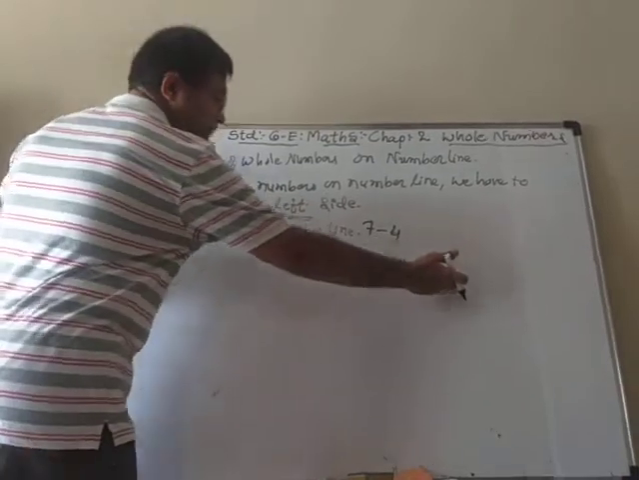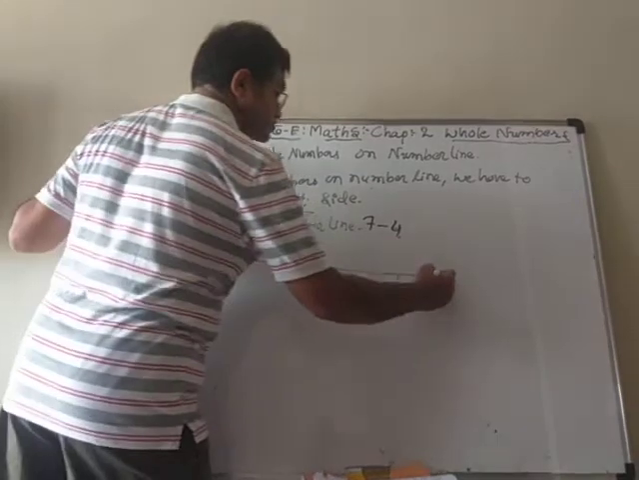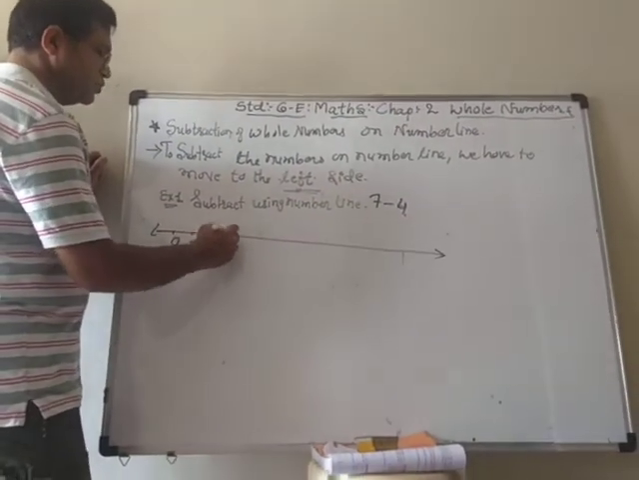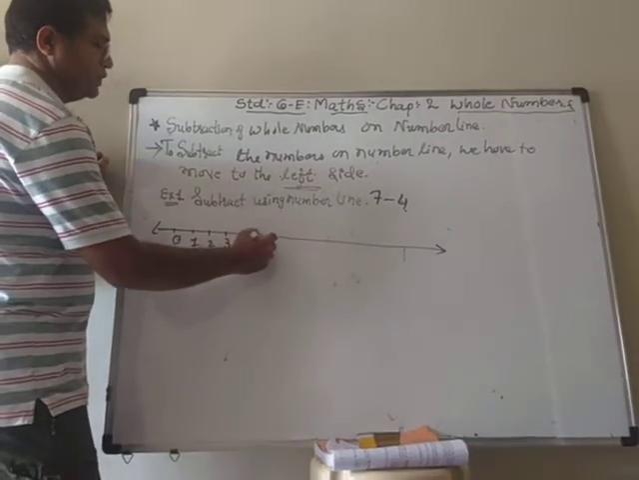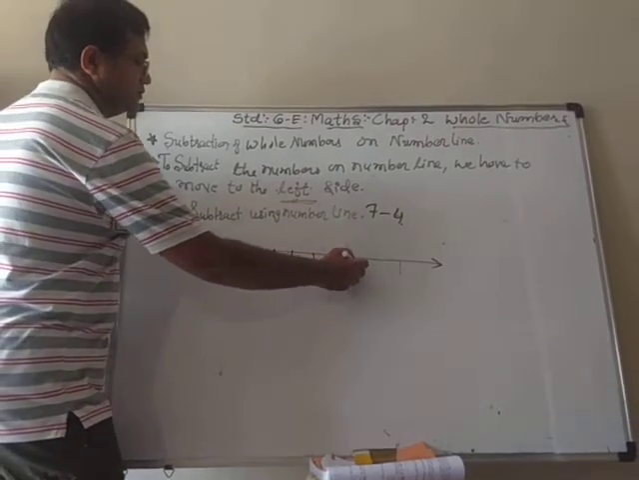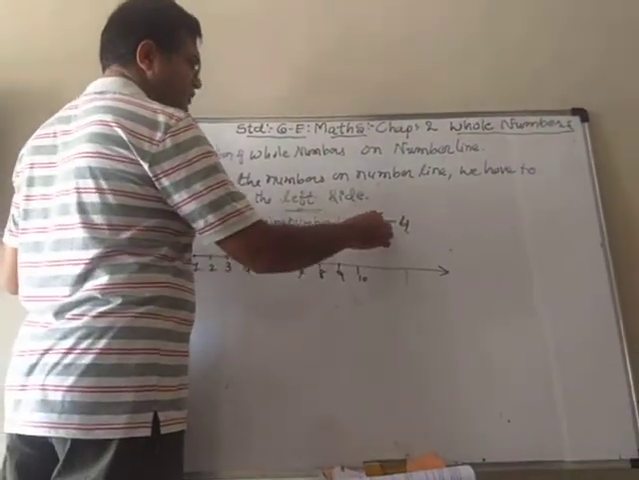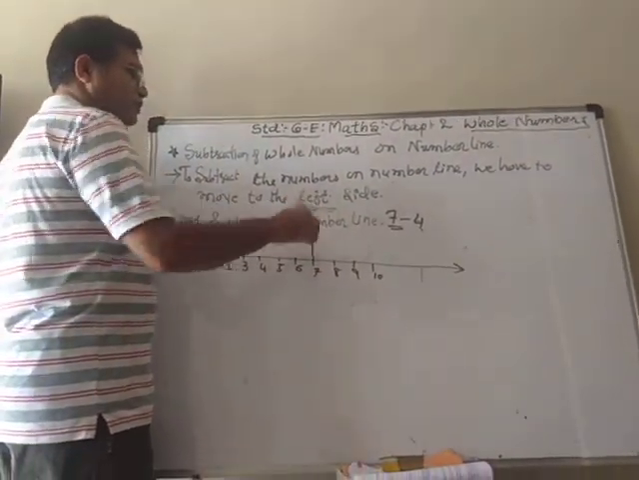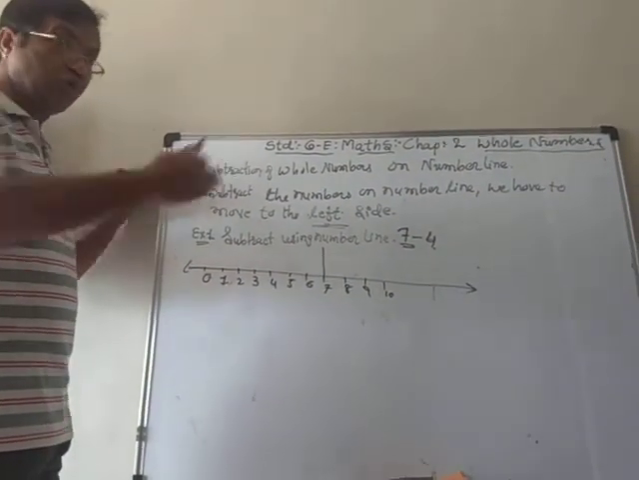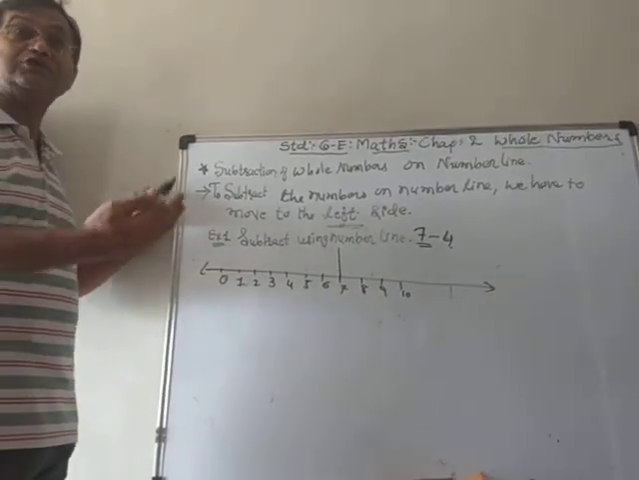It means that we have to start from the 7. So your number line should go up to 7 at least. So 0, 1, 2, 3, 4, 5, 6, 7, 8. Not necessarily, but you can put. So now we have to start from 7. So you have to make a line there. Now we have to subtract. So don't go that side. You have to come to the left side, from right to left.